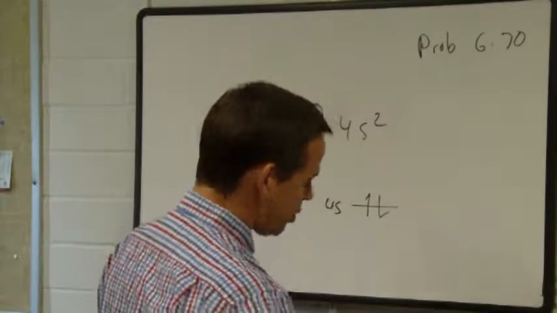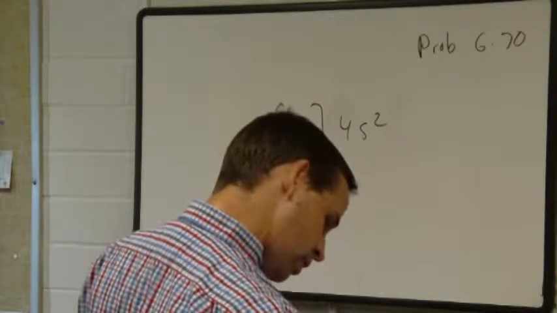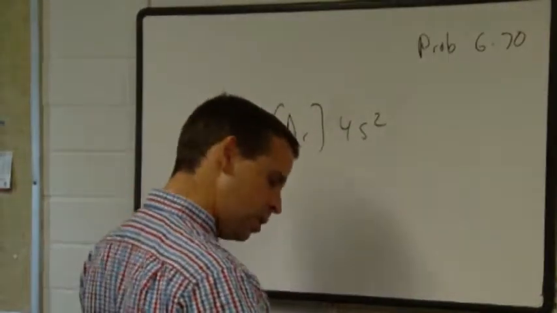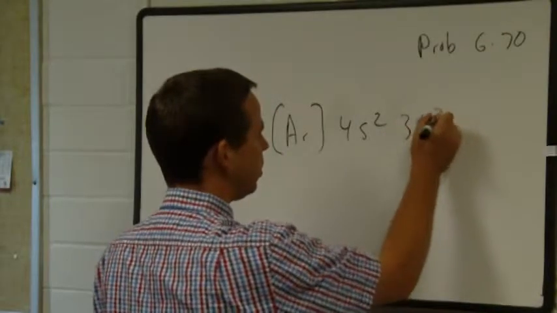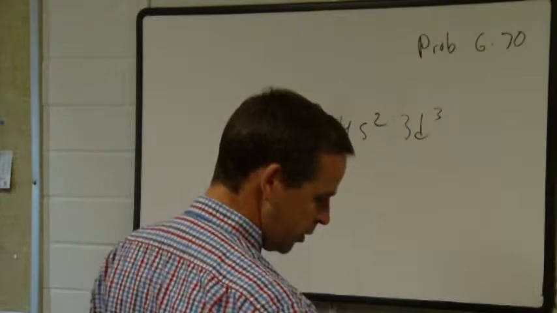E. Write the condensed electron configuration for vanadium. Vanadium is argon at the core again, 4s2, but then we have 3d3. So, indicate how many unpaired electrons there are for vanadium.